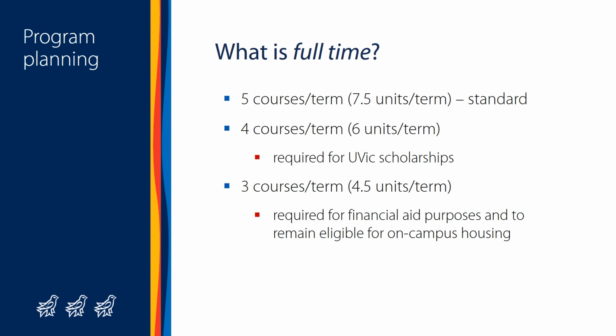3 courses per term is the requirement for financial aid purposes. If you're on a student loan program, they want you to be a full-time student, you need to be in at least 3 courses per term. As well as the housing office considers you full-time as long as you're in 3 courses per academic term.